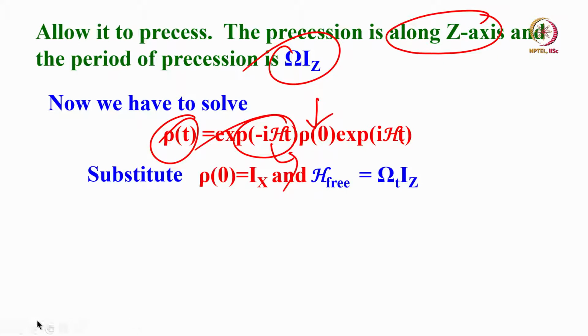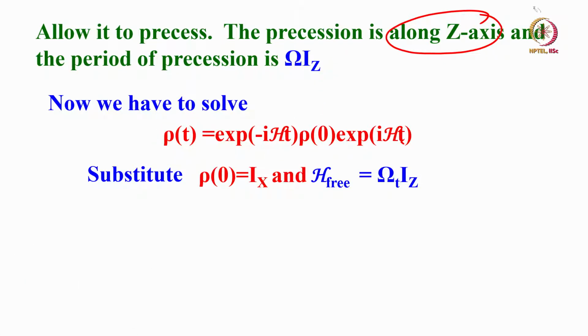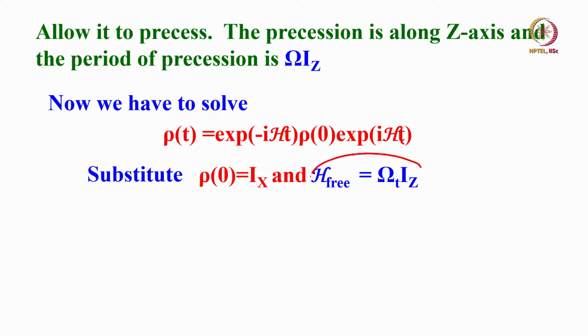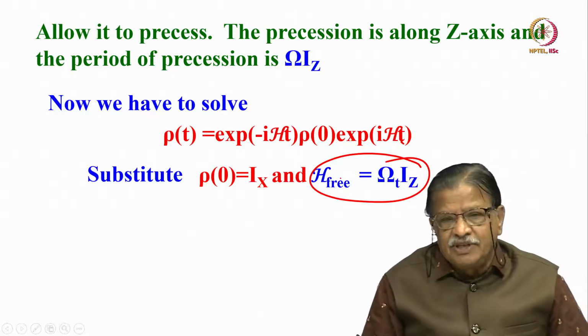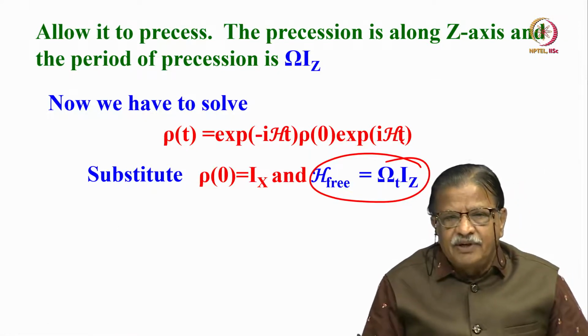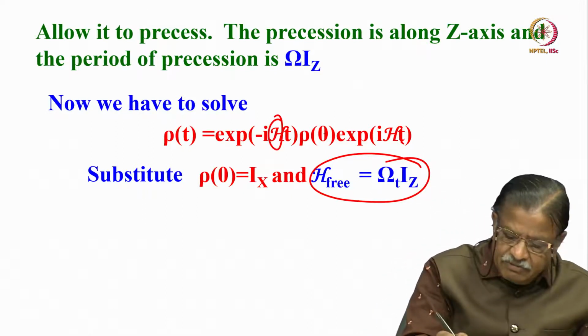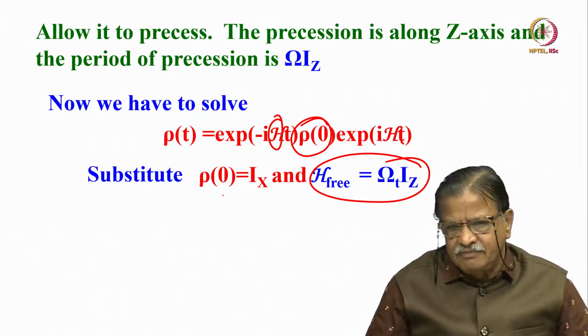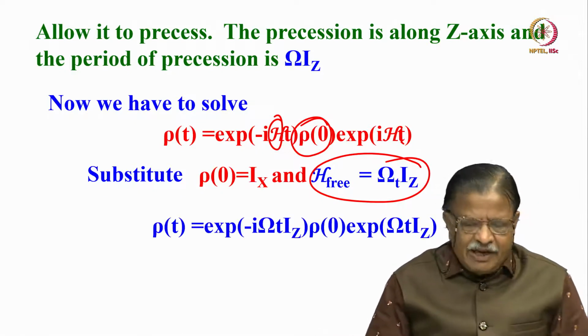We know rho of 0. What is rho of 0? Rho of 0, as I said, is Ix. We are applying the pulse along the x axis. Okay. When you are applying the pulse along the x axis, what is the free precession Hamiltonian? Omega into Iz. So I know H now, I know rho of 0. Simply plug it in, substitute, and then we have to evaluate it.